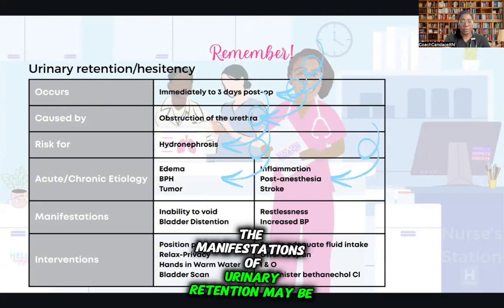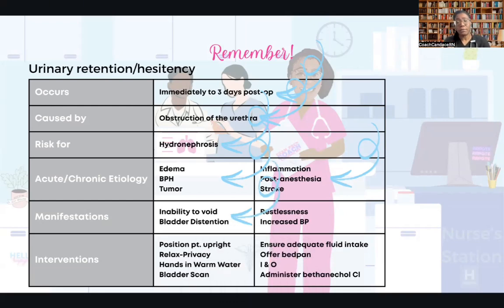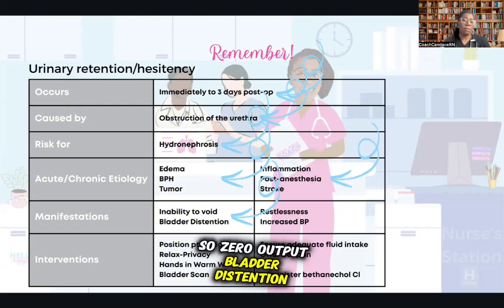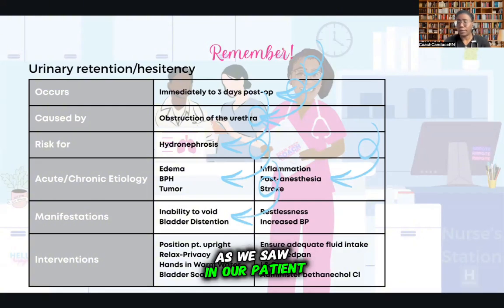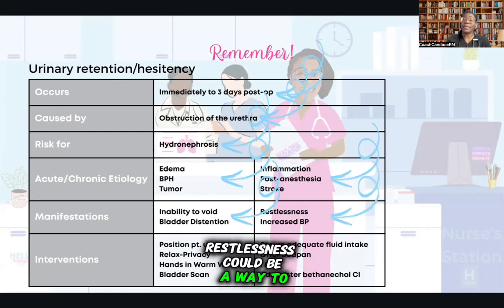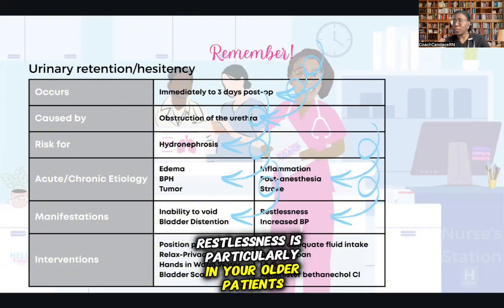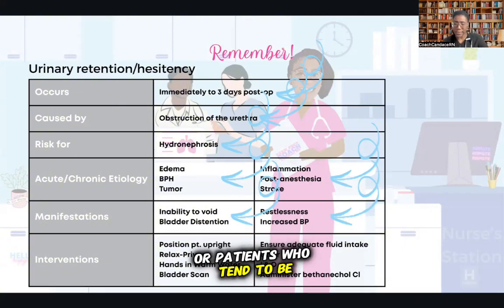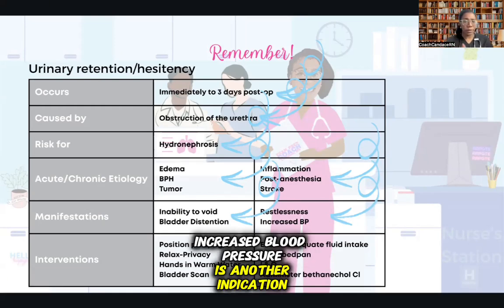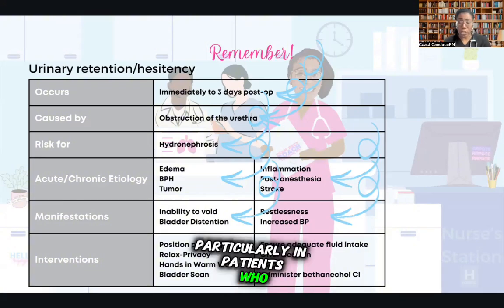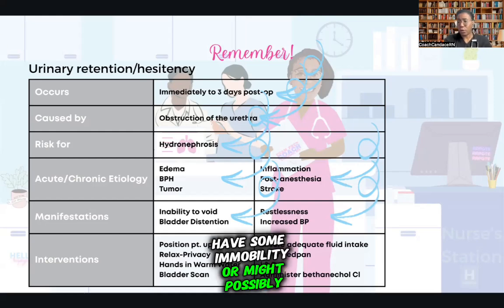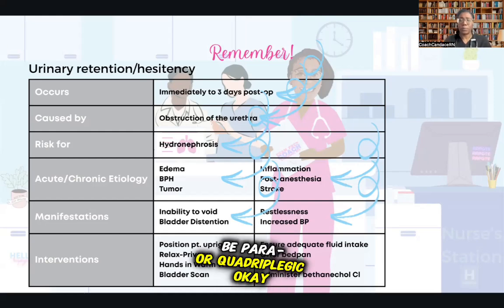Now, the manifestations of urinary retention may be presenting as your inability to void. So zero output. Bladder distension, as we saw in our patient here today. Restlessness could be a way that this shows up, particularly in your older patients or patients who tend to be nonverbal. Increased blood pressure is another indication of urinary retention, particularly in patients who have some immobility or might possibly be para or quadriplegic.